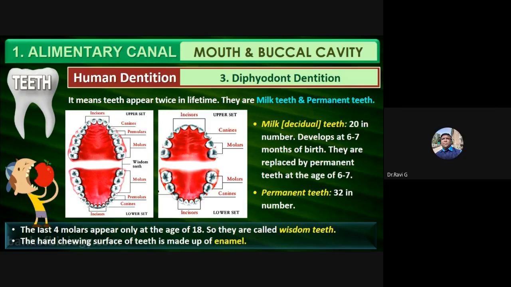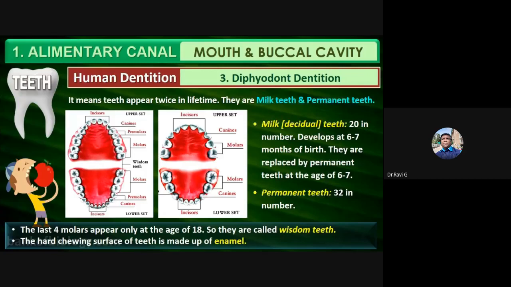So 2 into 4, they are going to be again 8 premolars. Then they have molars, which are 3, so 3 into 4 is 12 molars. The premolars and molars are meant for mastication or chewing. Premolars and molar teeth are also called cheek teeth. They have cusps. So these are all things that we have to remember.